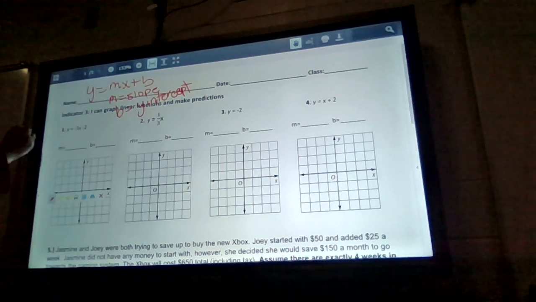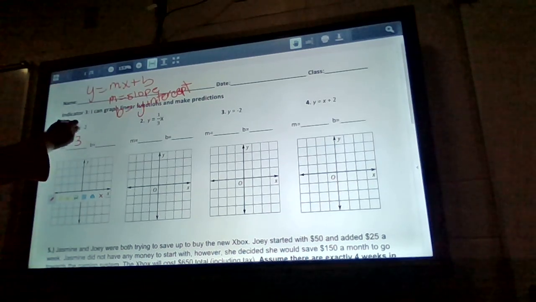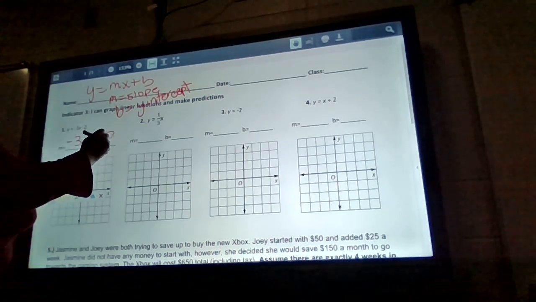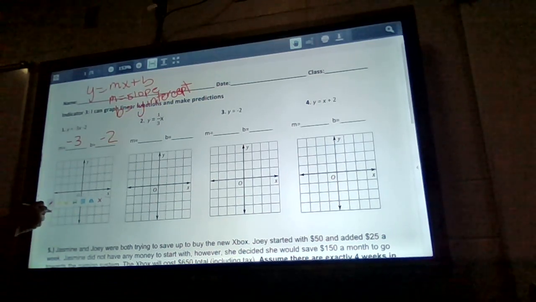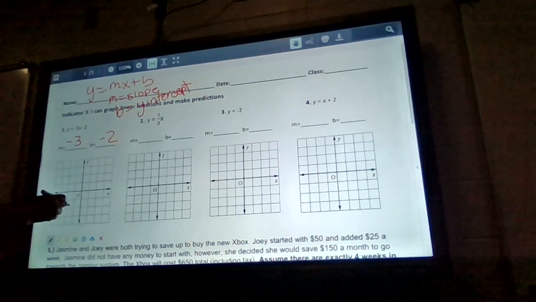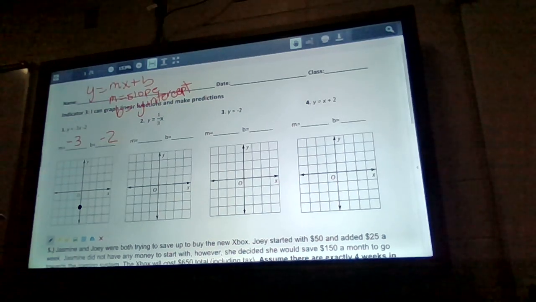So here, what's my number in front of x? Minus 3. So that's my slope. What's my number out here by itself? Plus 2. So that's my slope and my y-intercept. And the way you graph these is you plot your y-intercept first. So my y-intercept is a positive 2. And then I plot my slope from there.